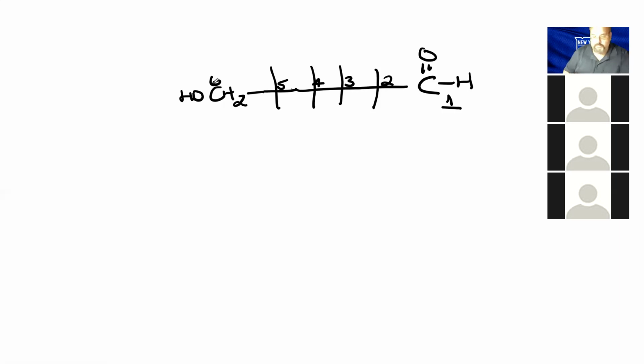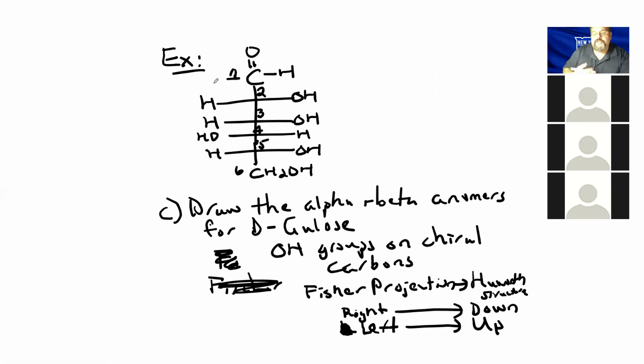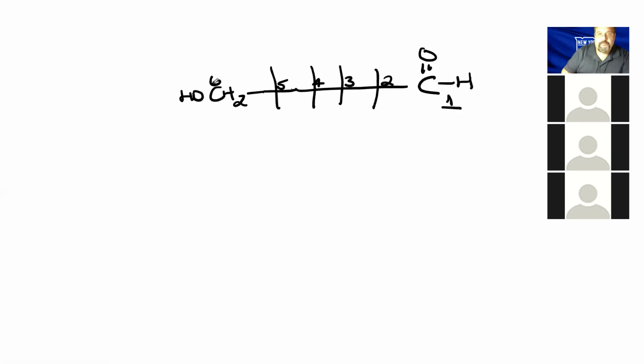So for carbons 2 and 3, the OHs are pointing to the right. Think about a clock, right? If you're pointing to the right, 3 o'clock, and I go 90 degrees clockwise, what time do you end up at? You end up at 6 o'clock, going down. So for carbons 2 and 3, the OHs are going to end up going down.